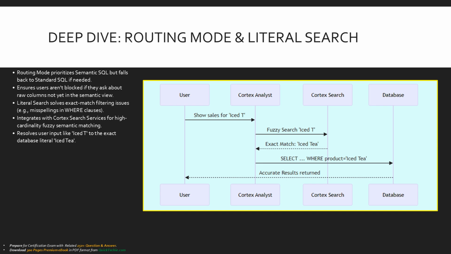Cortex Search performs fuzzy semantic matching and returns the exact, correct literal value as it exists in the database, iced tea. This perfectly formatted literal is then fed back into the SQL generation engine, which constructs a flawless query using an exact where clause match. Without this integration, the SQL would likely use a wildcard search that completely misses the data or returns incorrect results. It is a brilliant synergy of Snowflake's AI features working together.